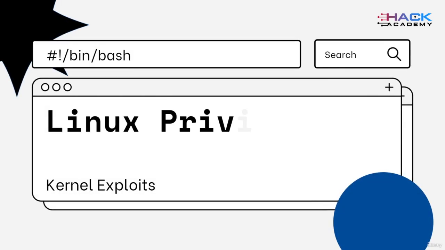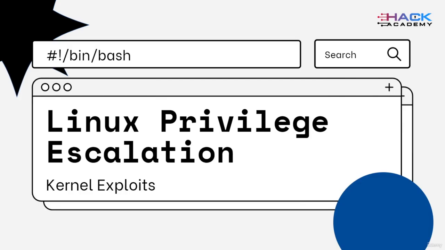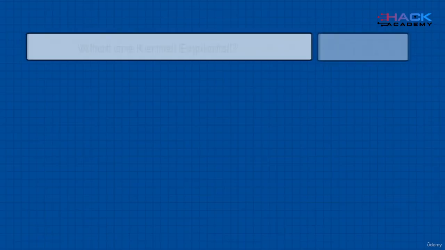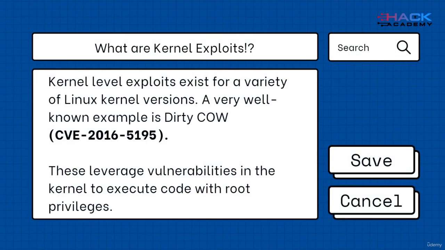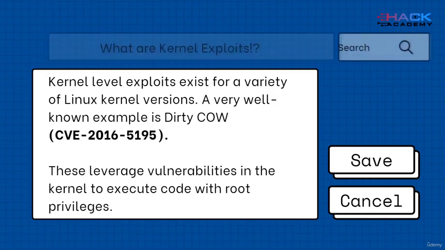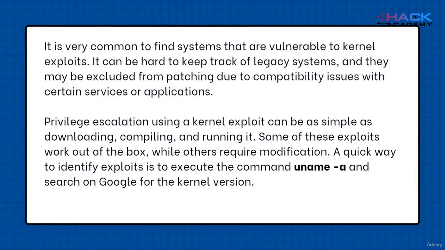In this section, we're going to talk about kernel exploits. What are kernel exploits? Kernel level exploits exist for a variety of Linux kernel versions. A very well-known example is the Dirty Cow exploit. These leverage vulnerabilities in the kernel to execute code with root privileges. It is very common to find systems that are vulnerable to kernel exploits.